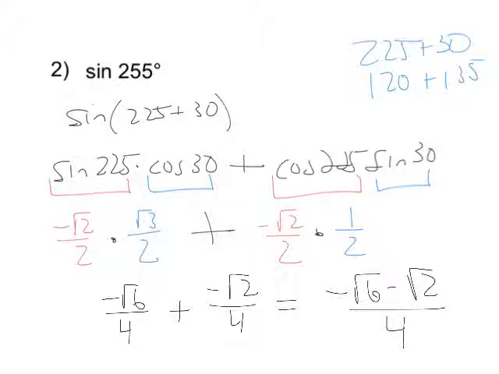Now, your book and the software and everything like that, they like to actually factor out a radical 2. Just leave it like that.